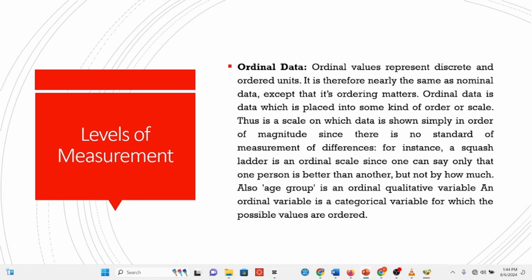Ordinal data, ordinal values represent discrete and ordered units. It is therefore nearly the same as nominal data, except that its ordering matters. Ordinal data is data which is placed into some kind of order or scale. Thus it is a scale on which data is shown simply in order of magnitude, since there is no standard of measurement of differences. For instance, a squash ladder is an ordinal scale since one can say only that one person is better than another, but not by how much. Also, age group is an ordinal qualitative variable. An ordinal variable is a categorical variable for which the possible values are ordered.